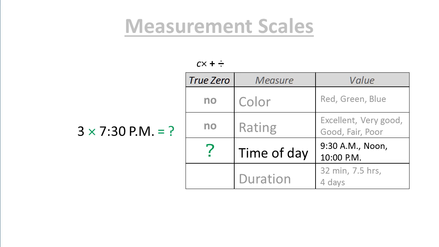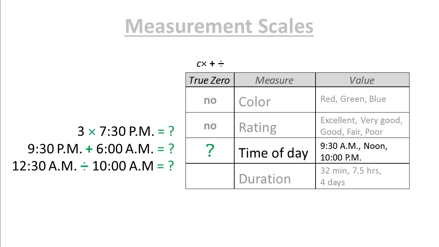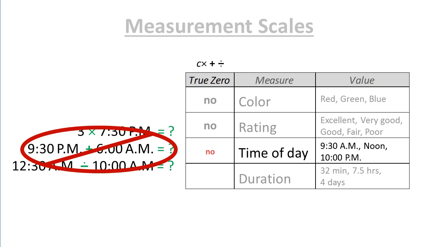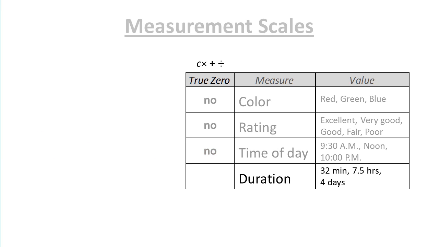Next is time of day. What does 3 times 7:30 p.m. mean? What time is 9:30 p.m. plus 6 a.m.? And what is the ratio between 12:30 a.m. and 10 a.m.? These questions have no unambiguous meaning because time of day does not have a true zero.